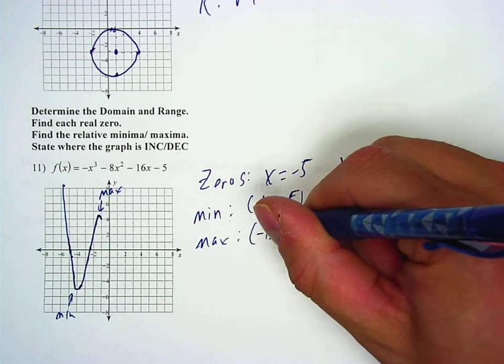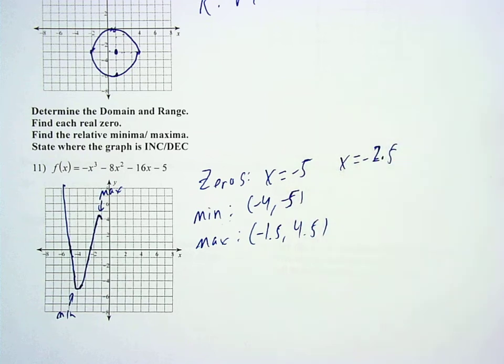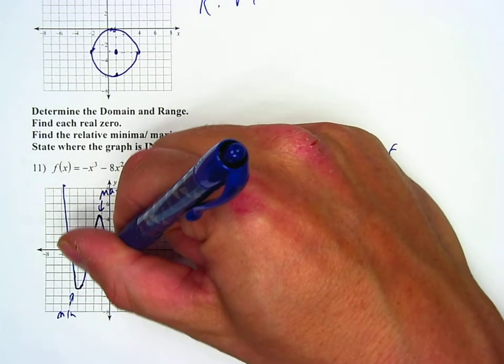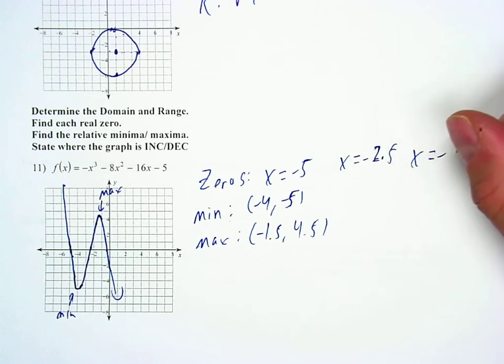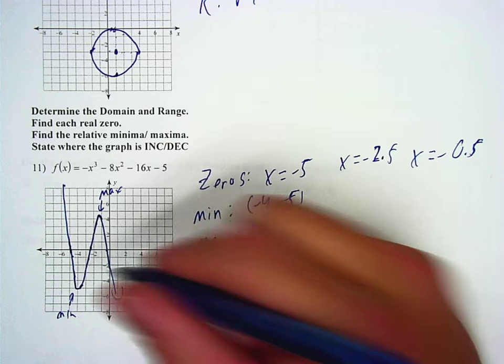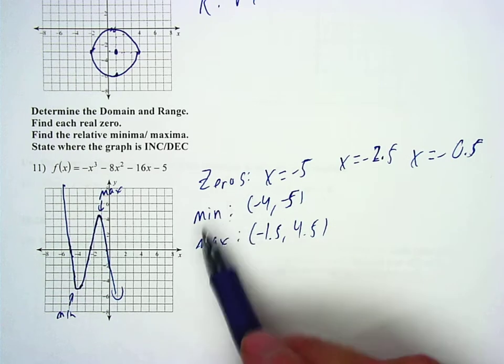Maximum, negative 1.5, comma 4.5. Again, for my class, you're just approximating these. And it comes back down through the graph at about negative 1/2. So that's another 0. The y-intercept does not count. We don't need the y-intercept here of negative 2. It doesn't really matter. It's not part of our answer. All right, so that is our zeros, min, max.